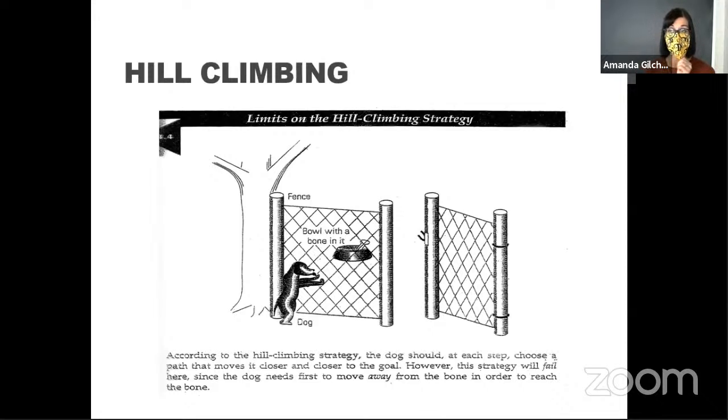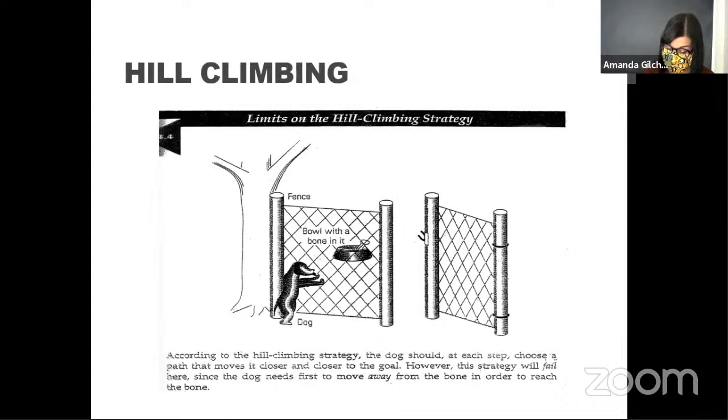But one of the things with hill climbing is that there are definitely some limits to it. So this is actually a really cute kind of example. So we have a dog and there's an open fence and a bone with a bowl in it. Now, according to hill climbing, the dog should always choose a step that gets it closer to the goal. But because of the way that the fence is currently positioned, what the dog will actually have to do at some point is take a position right here that actually moves it further away from the bone, very, very briefly.